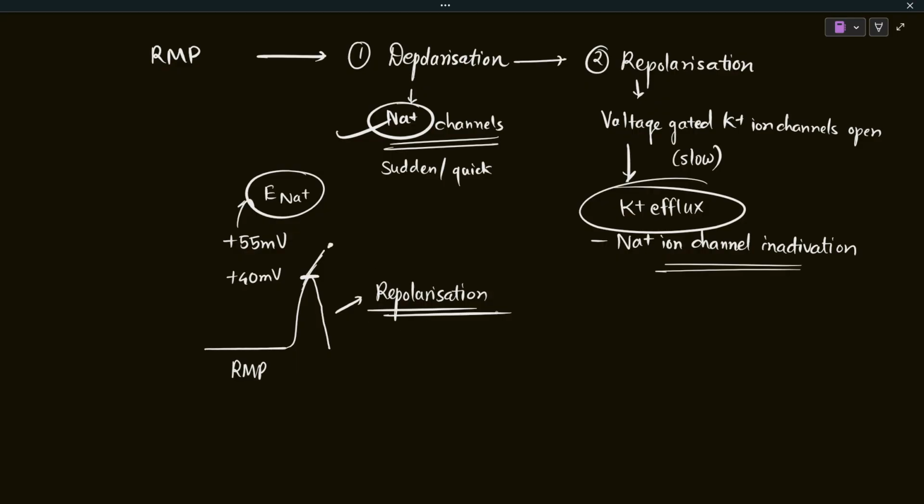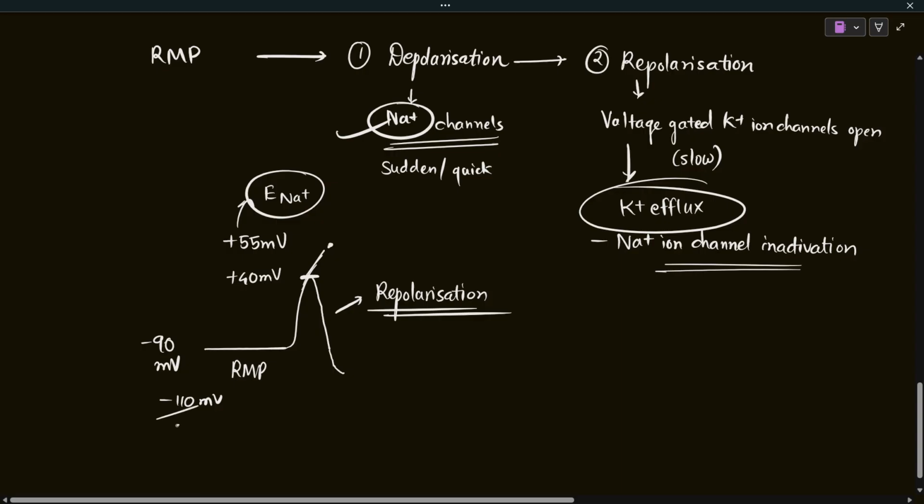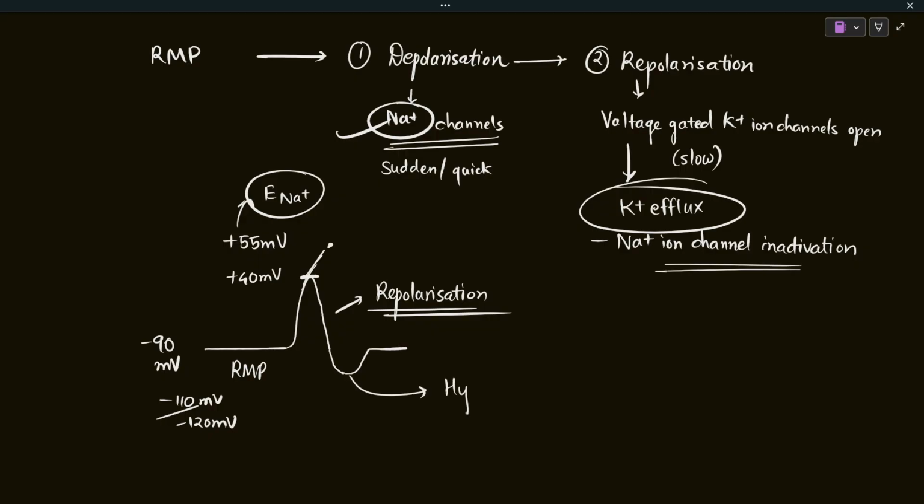But here comes the twist. Once it reaches some minus 90 millivolt value, the membrane potential keeps going down, and it reaches a certain value like minus 110 or minus 120 millivolt. It reaches that value, and then it starts rising again and is maintained. Why does this happen, and what is this called? This state is known as hyperpolarization.